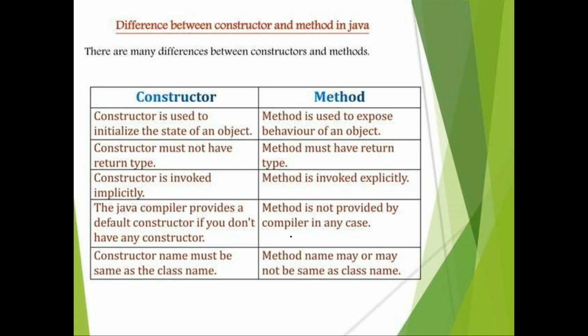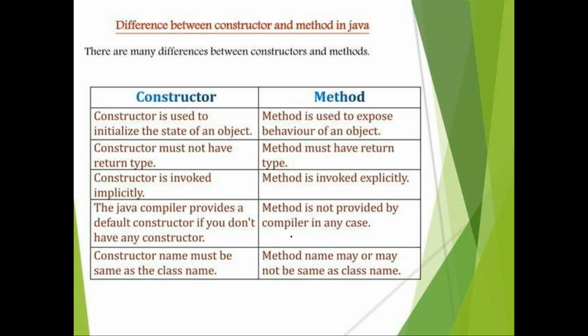Next one, what are the differences between a constructor and a method? There are many differences. First, a constructor is used to initialize the state of an object. A method is used to expose the behavior of an object. Next, a constructor must not have a return type. A method must have a return type.